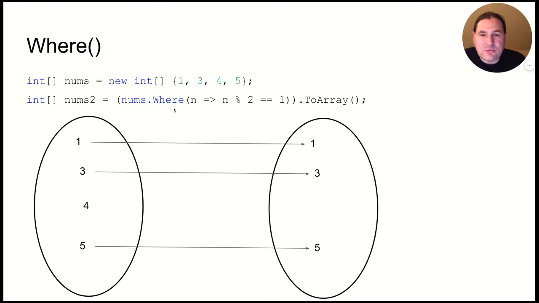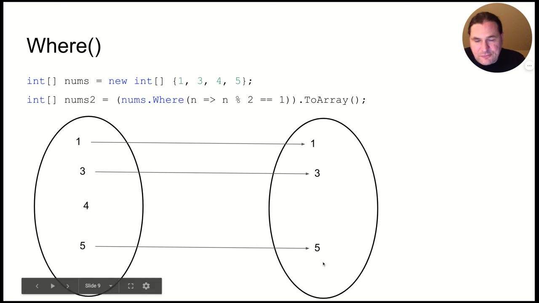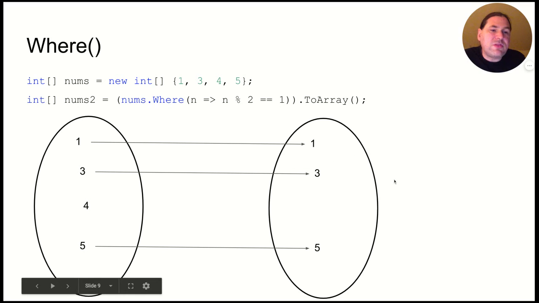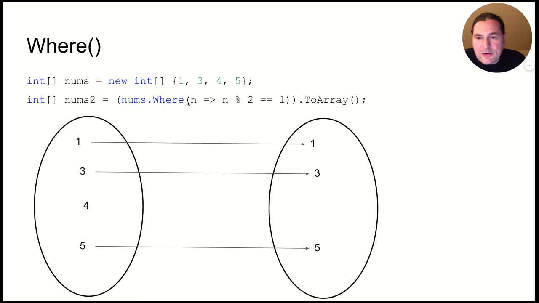And what where is going to do is produce this new collection where we only have elements that make this lambda true. And that makes sense. n mod 2 equal 1 is basically checking for odd numbers. 1, 3, 5, that's what shows up over here. 4 is not odd. 4 mod 2 is in fact 0, so that would make this false. So 4 doesn't end up over here. That's why we say where is a filter operation, because you can use it to filter only things that fit this specific criteria. So again, with where, you're going to have a lambda function that returns true or false.